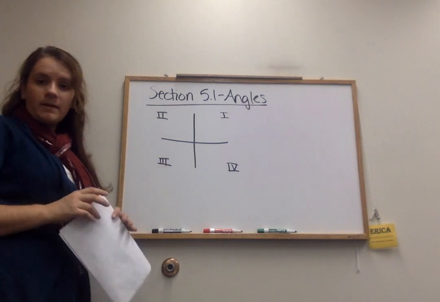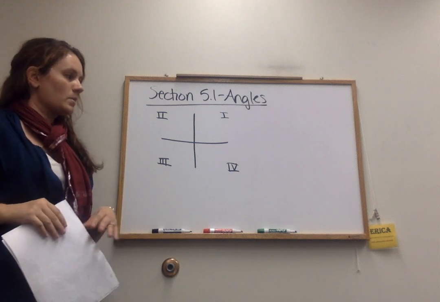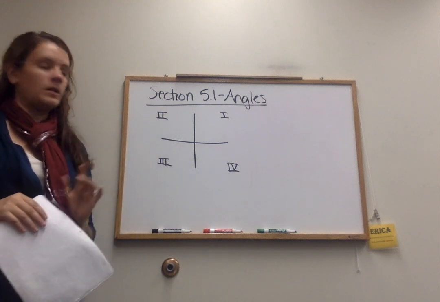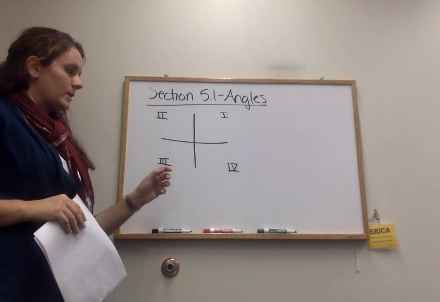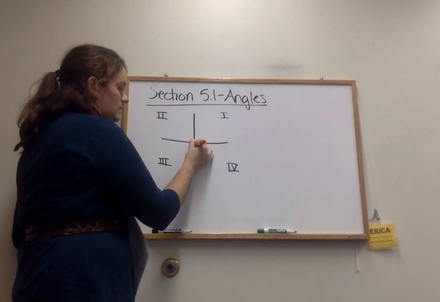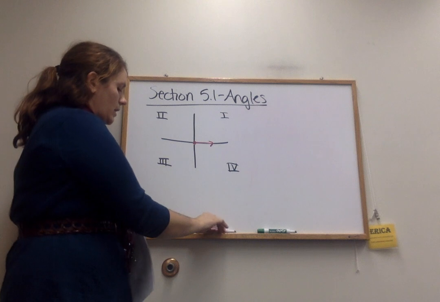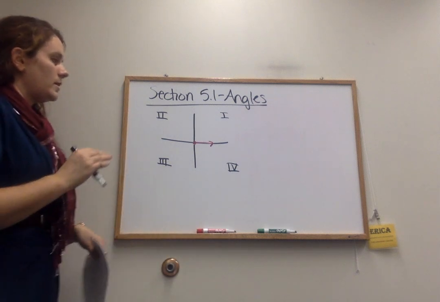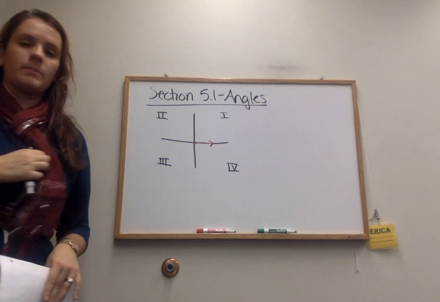All right, so section 5.1 is on angles. We already talked about how the axes break the plane up into 4 different quadrants: 1, 2, 3, 4. We know that the initial side always starts on the x-axis, specifically the positive side of the x-axis. And we had started talking about what the degrees of each of these axes actually represent.